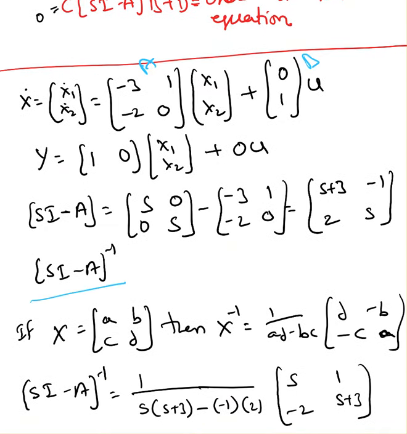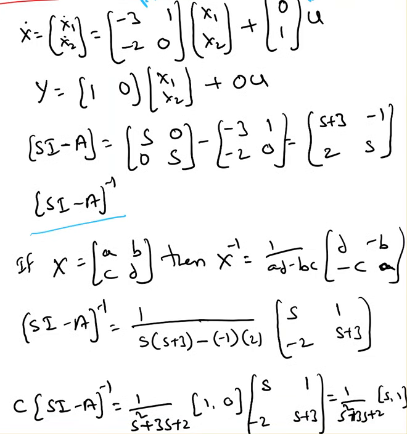To find sI minus A inverse, for a 2 by 2 matrix, it's easy. Say for example, if X equals [A B; C D], X inverse is 1 over (AD minus BC) times [D -B; -C A]. If I apply the same principle here, it's 1 over s times (s plus 3) minus (minus 1 times 2), and the D term is s here, B is minus 1 so minus B is positive 1, minus C is minus 2, and the A term is s plus 3.